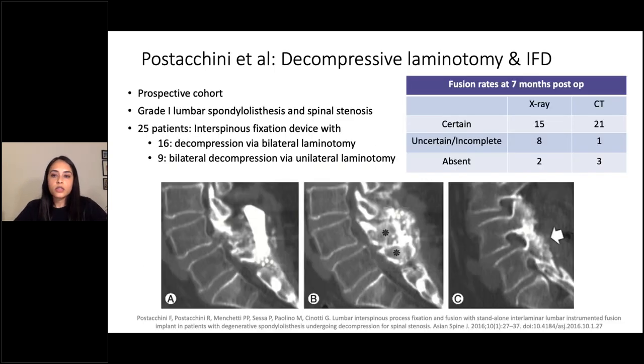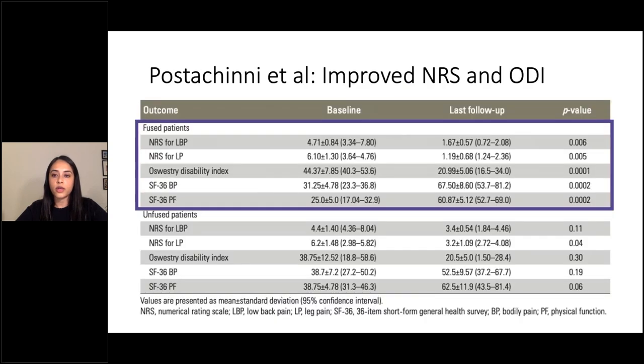Perfect. So this was a prospective cohort study, 25 patients with lumbar stenosis and chronic radiculopathy with grade 1 lumbar spondylolisthesis who underwent either unilateral or bilateral laminotomy and placement of an interspinous fixation device with bone graft. Post-op x-rays and CTs were reviewed to evaluate the degree of fusion, and CT scan ultimately confirmed that there was certain fusion in 21 of the 25 patients.